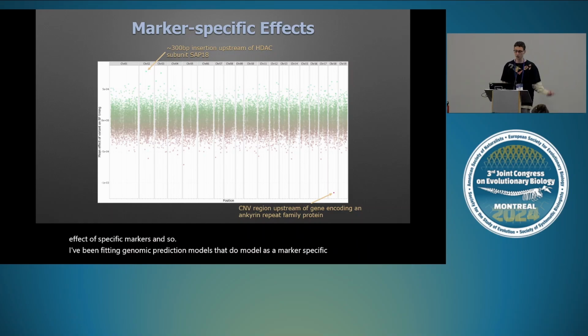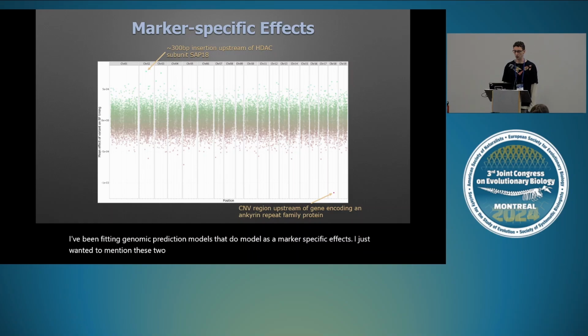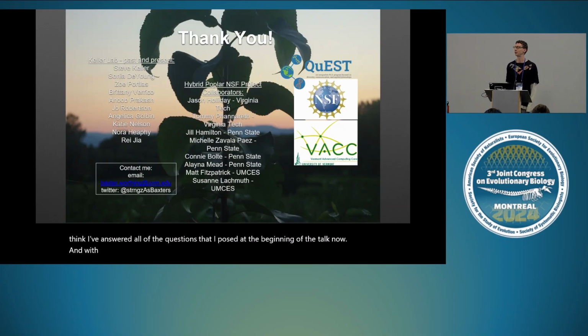I just wanted to mention these two outliers here. They're interesting to me not only because of their effect size, but also because the genes that these structural variants neighbor have been shown in trees and other plants to affect phenology. So that's pretty validating for me. So I think I've answered all of the questions that I posed at the beginning of the talk now. And with that, I would happily answer any of your questions.